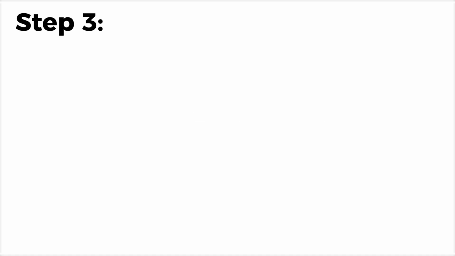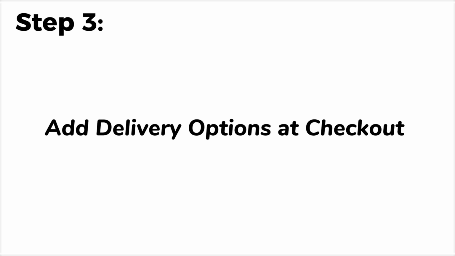Third step is add delivery options at checkout. Customize the delivery experience by offering delivery date and time slots using a plugin like Order Delivery Date for WooCommerce, providing live shipping rates with a plugin linked to carriers, and setting up order tracking for customers via an integration like AfterShip. Test your checkout process to ensure customers can select their preferred delivery options.